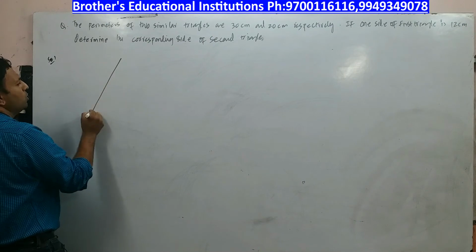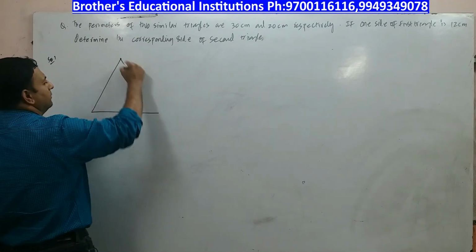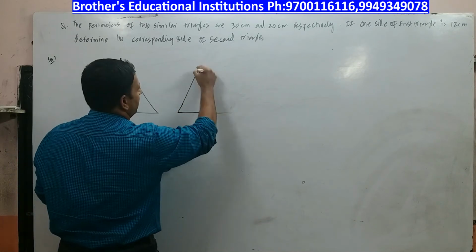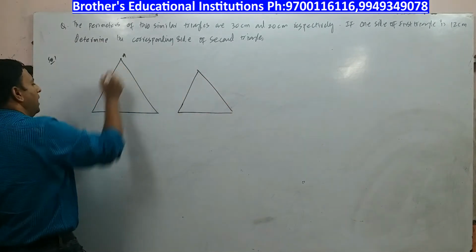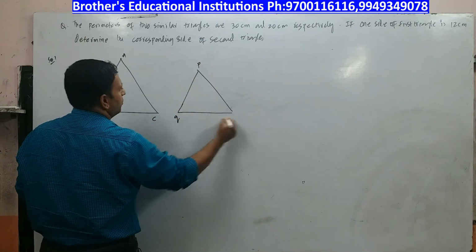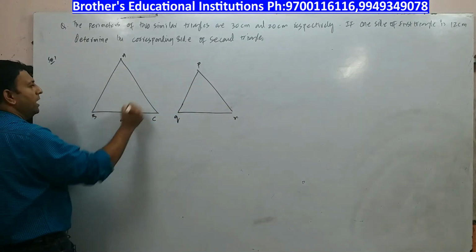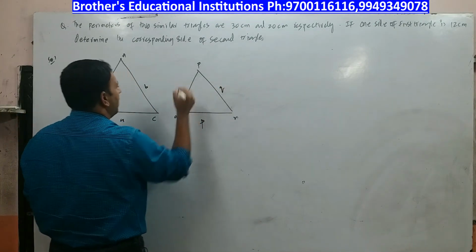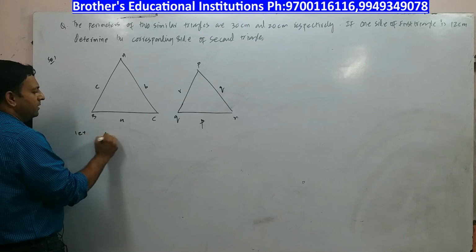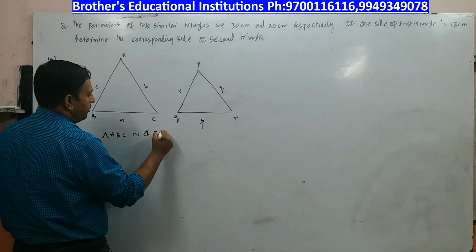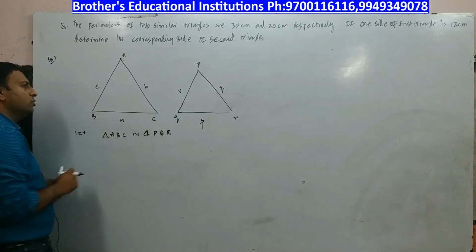Let me take two similar triangles. One is a smaller triangle, one is a bigger triangle. This is A, B, C, and let me call this P, Q, R. Opposite A, this is B, this is C; this is P, this is Q, and this is R. I'll say let triangle ABC be similar to triangle PQR. Alright, I have taken two similar triangles.